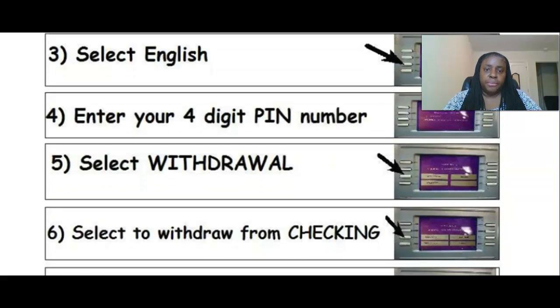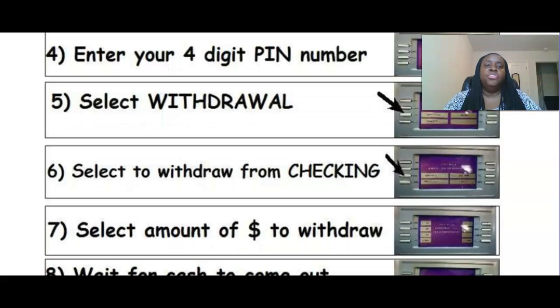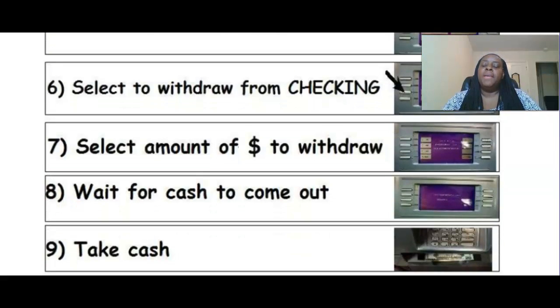Once you put your PIN number into the machine, you're going to select withdrawal, because that's what you want to do, take some money out. Select to withdraw from your checking account. Select the amount of money. You're going to put in $20, $30, $10, however much you want to take out of your account, so that they can disperse it to you. You wait for your cash to come.